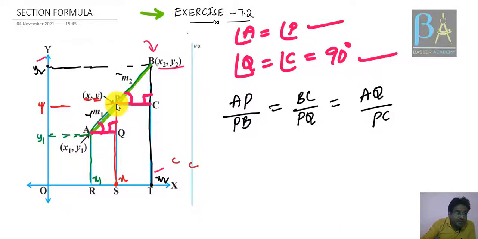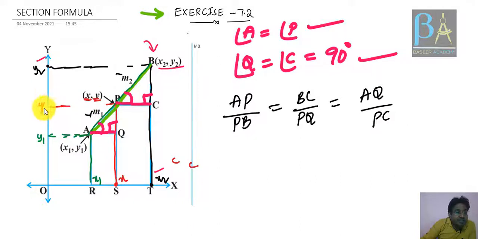For now, we are assuming that the coordinates of point P are x, y, and we want to find out what is x and what is y, because using the section formula, you can find out the coordinates of a point P, which is dividing a line segment joining 2 points in a certain ratio. For now, we have assumed that the coordinates of point P are x, y. So if we move towards the x-axis, it should say x.